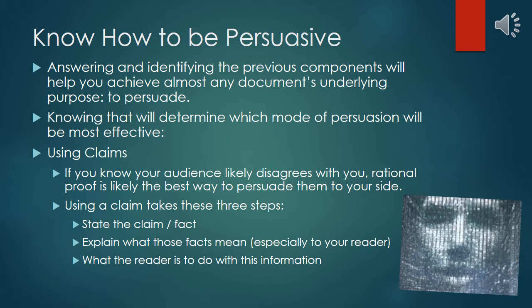This takes 3 steps. First, start with the claim or fact. Then explain what those facts mean, especially to your reader. And then tell your reader what they are to do with this information, i.e., agree with your undeniable logic. Your logic is undeniable.